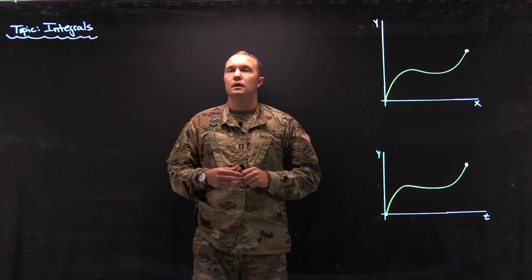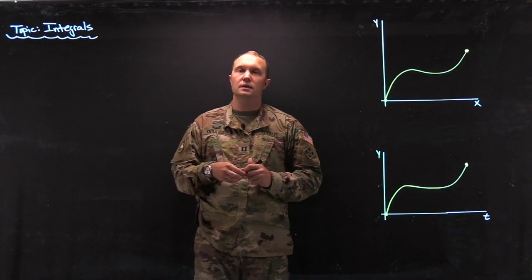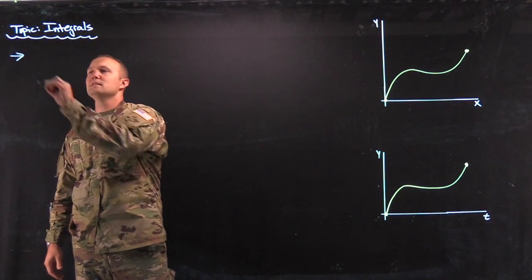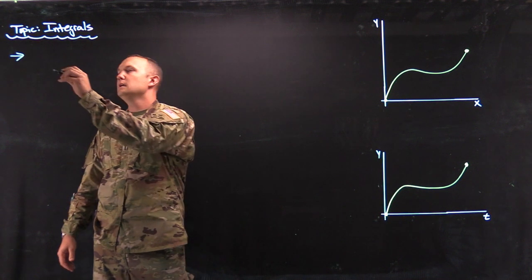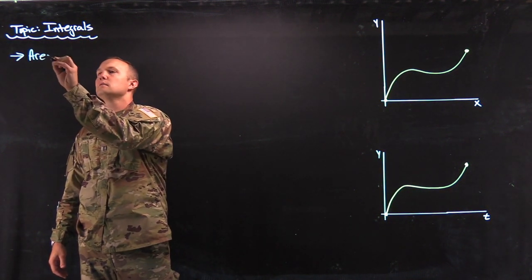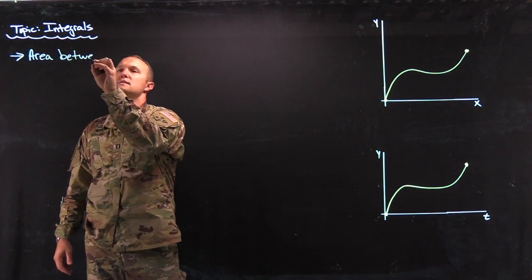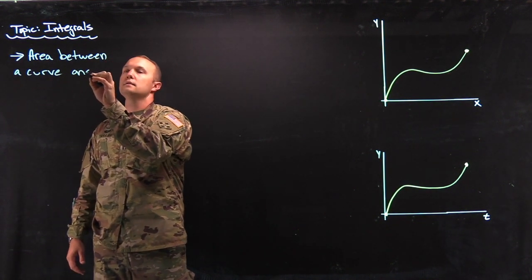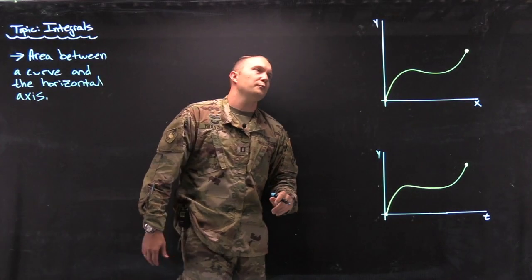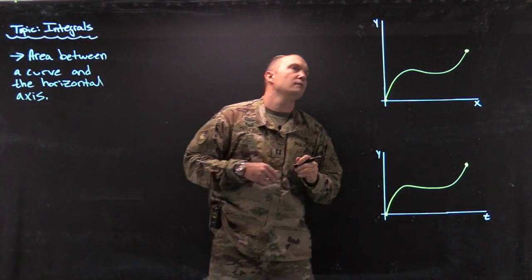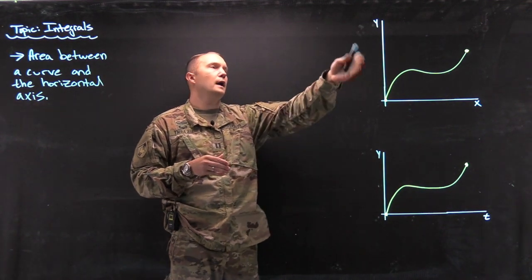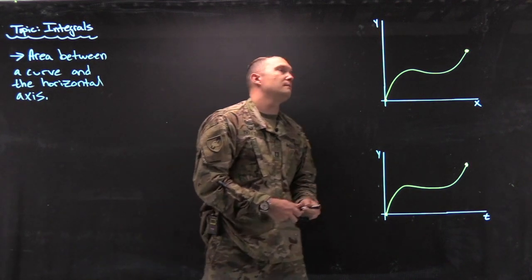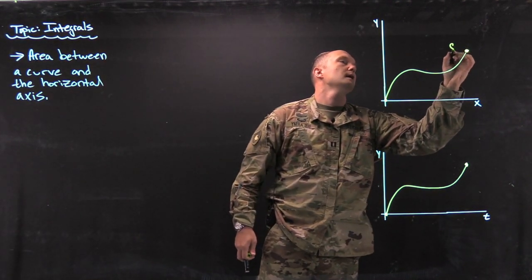Today we're going to talk about integration and what an integral is. So really, the simplest way to describe what an integral is, is that it's the area between some curve and the horizontal axis. So if we look at this graph here, the top graph, where we have y on the vertical axis, x on the horizontal axis, and we have some function, say f of x.